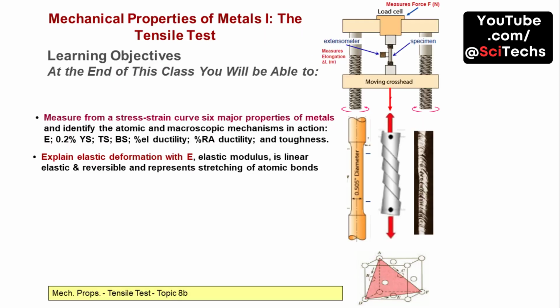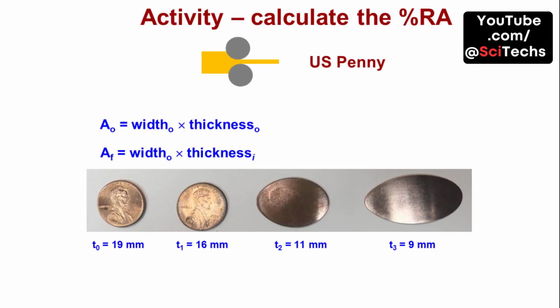Let's recap the learning objectives: measuring properties from stress-strain curves and explaining elastic deformation. Revisit the activity to calculate the percentage reduction in area for a US penny using given dimensions.